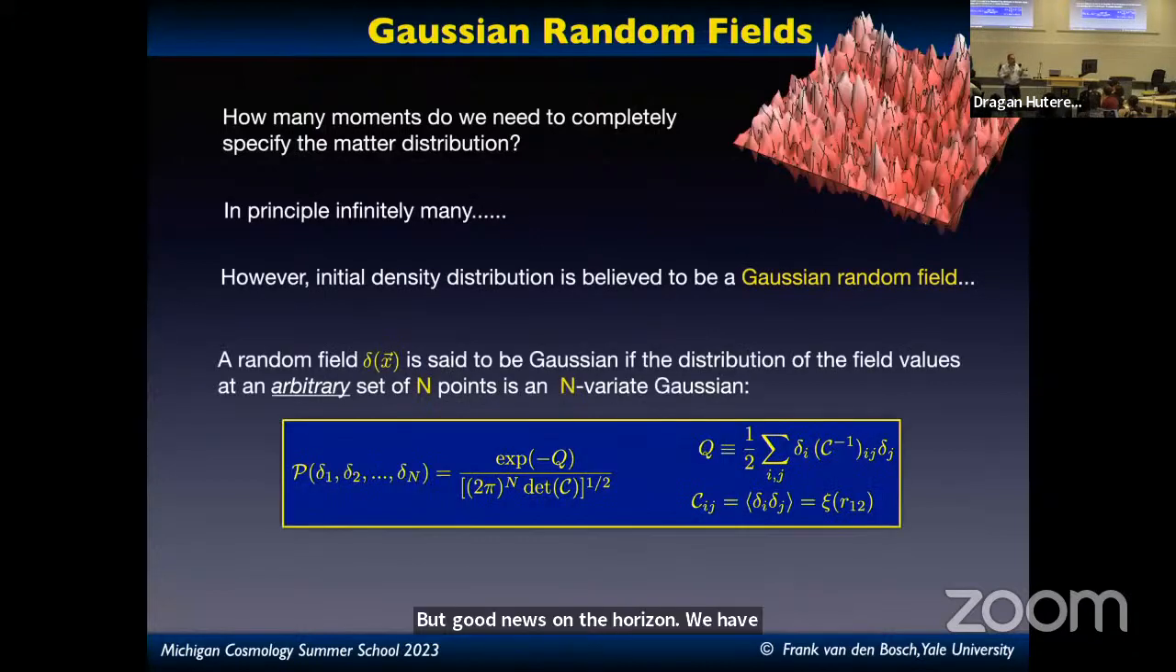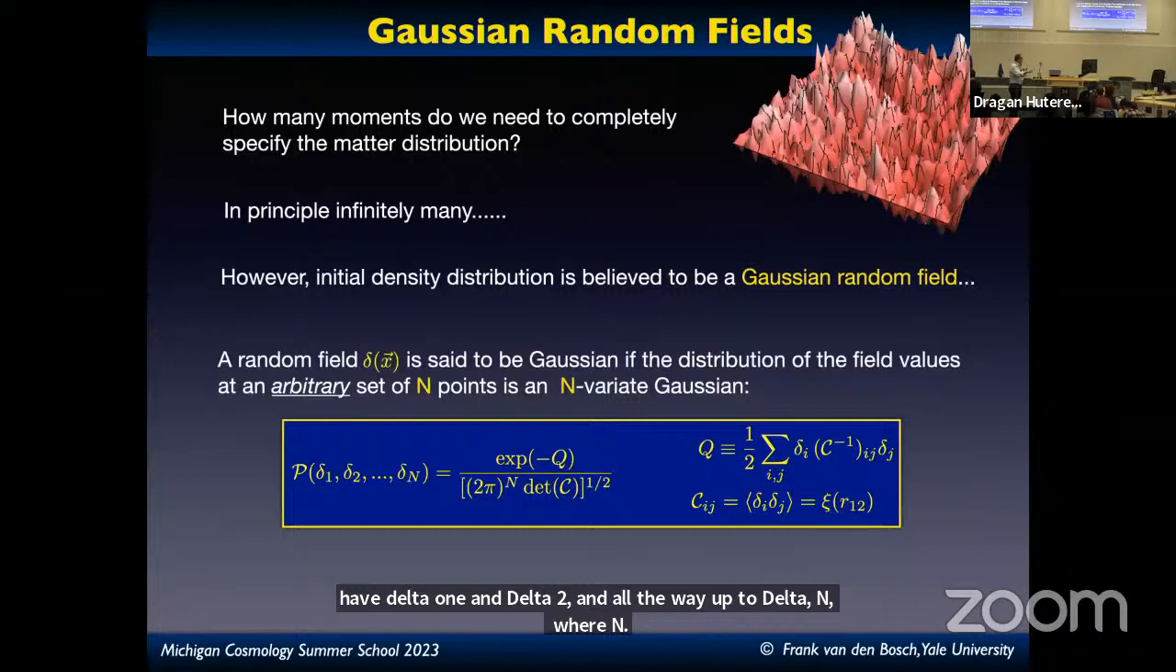We have good reasons to believe, and we actually have constraints on this, that the density field that was created is what we call a Gaussian random field. Now, a Gaussian random field, what it means mathematically is the following. It means that the probability to have delta 1 and delta 2 and all the way up to delta n, where n can be any number, is given by this expression.